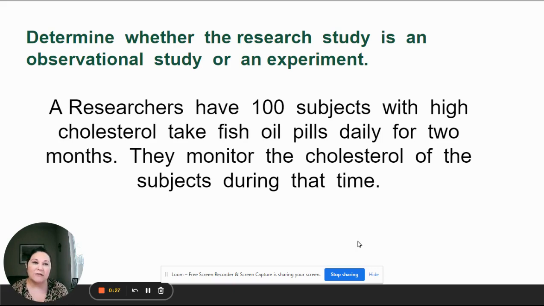So right after this video, I'm just going to ask you a couple of questions to see how you feel about the difference between an experiment and an observational study. And this is just one way to classify how data gets collected.